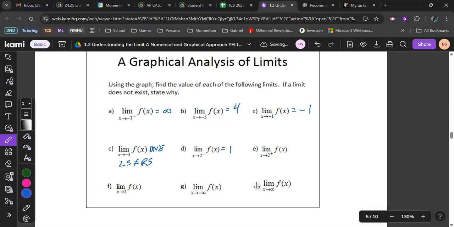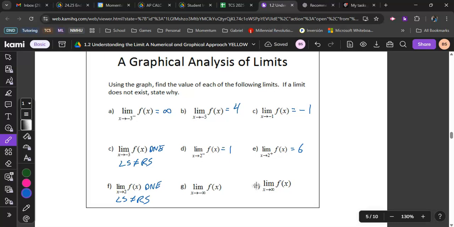I think we literally do that next, if I remember right. Yeah, so now we're going to approach it from the right, which we just talked about. What is it? 6. And so now, the left is 1, the right is 6, now it asks us for just the limit at 2. What do we know? Does not exist, right? Because those two things were different. The left side does not equal the right side.